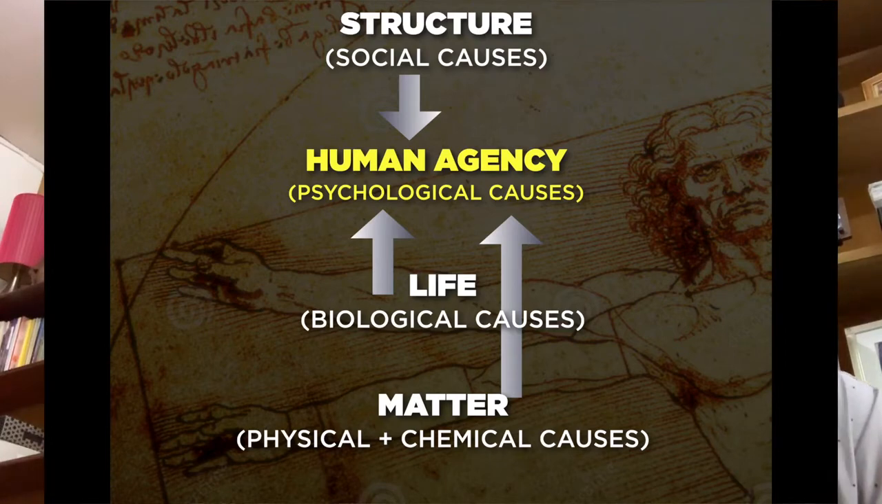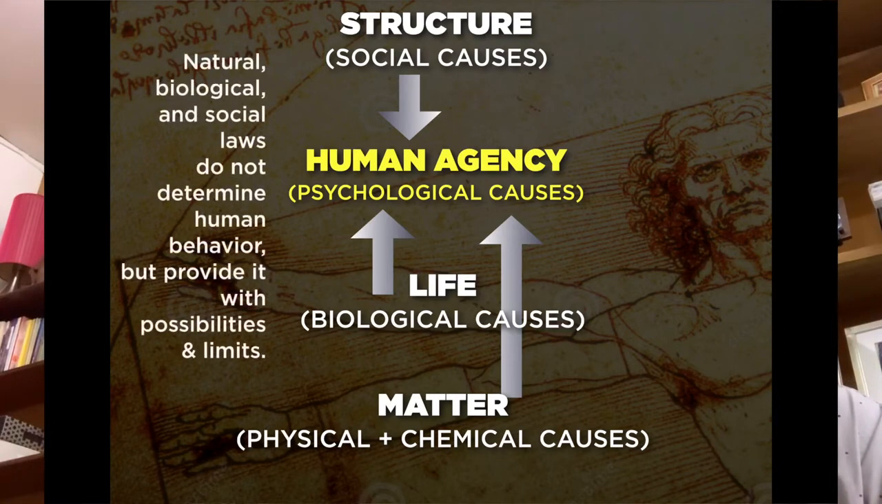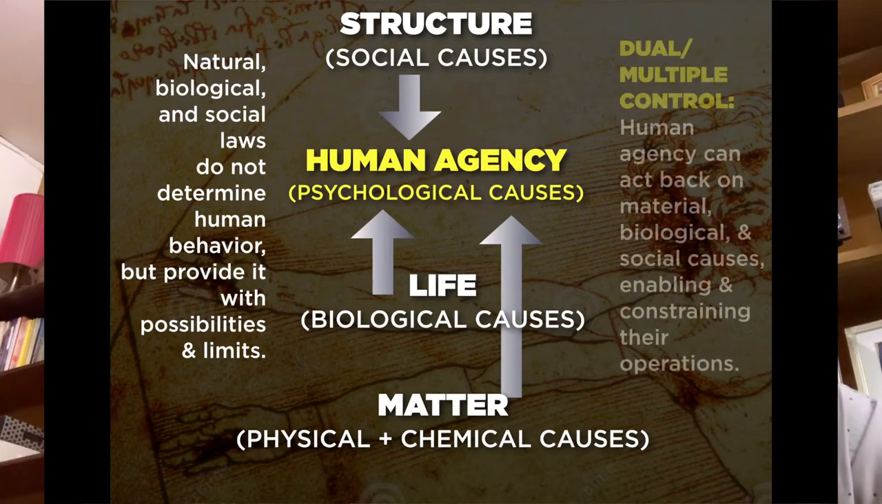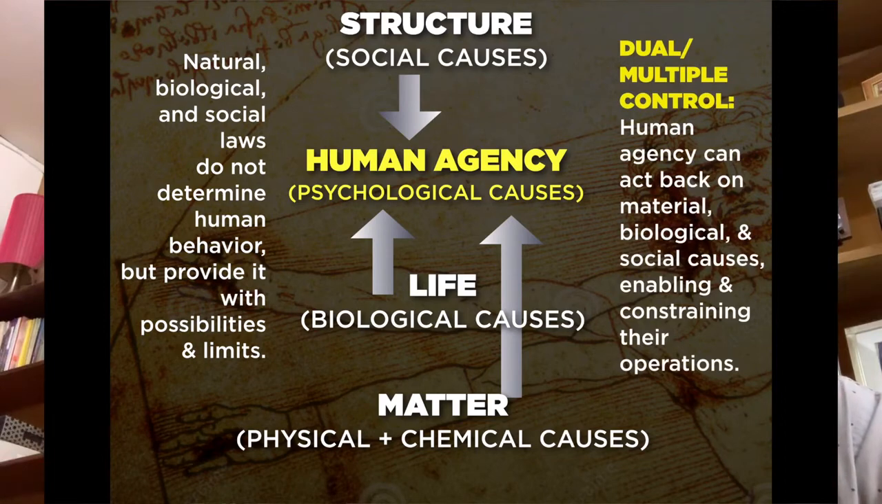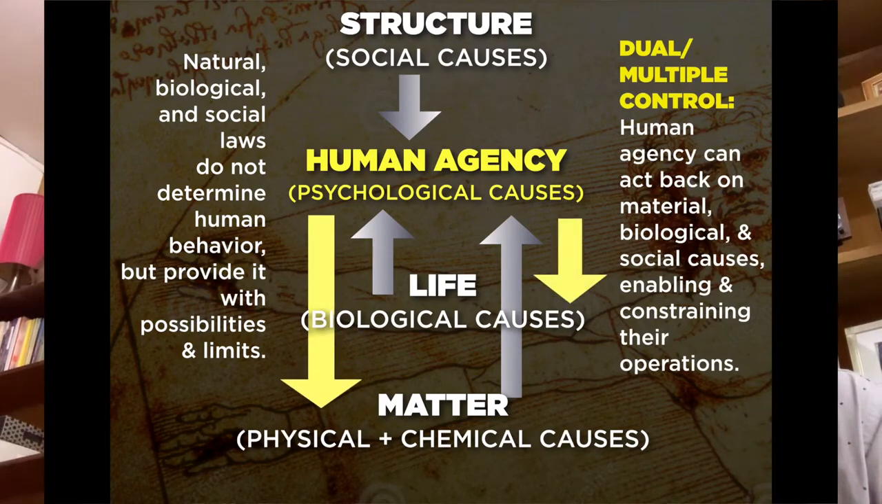However, we know that the natural, biological, and social laws do not determine human behavior. They only provide it with possibilities and limits. According to the concept of dual or multiple control, human agency can act back on the material, the biological, and the social. We can enable or constrain their operations.